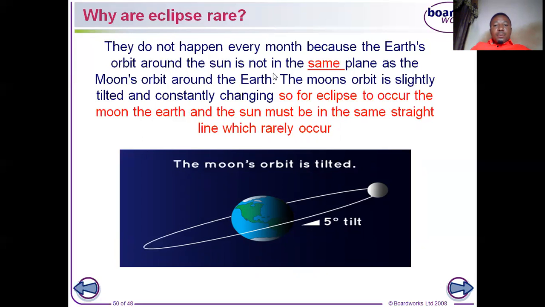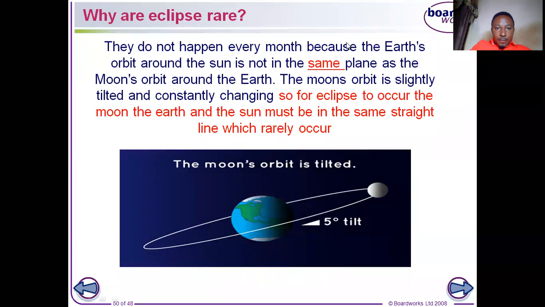Now, they do not happen every month because the Earth orbits around the Sun, and the orbit is not in the same plane. Okay, now the orbit of the Earth, let me use this. The orbit of the Earth, if the Sun is in that direction, is this way. This is the plane of the orbit. Okay.